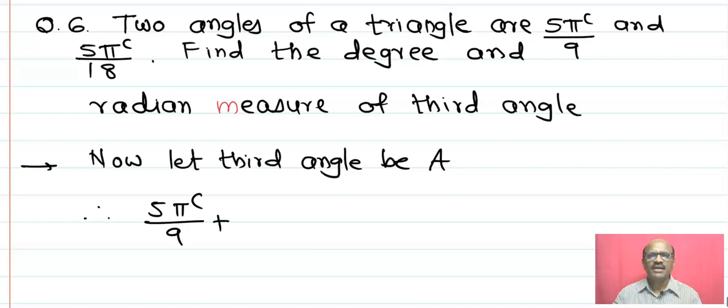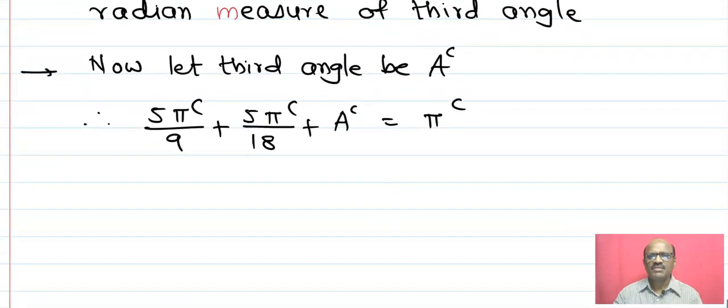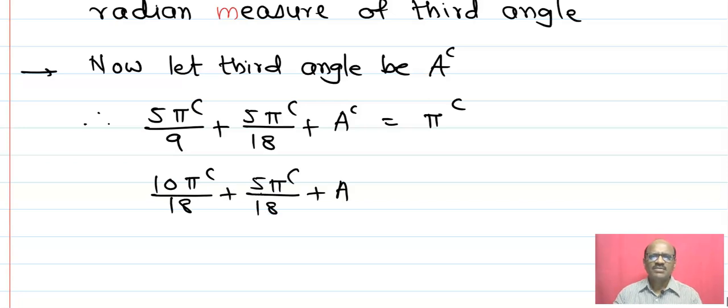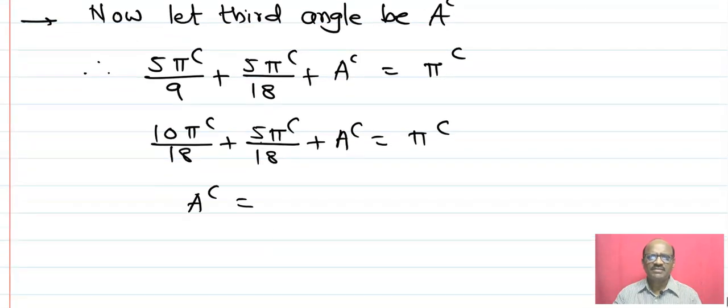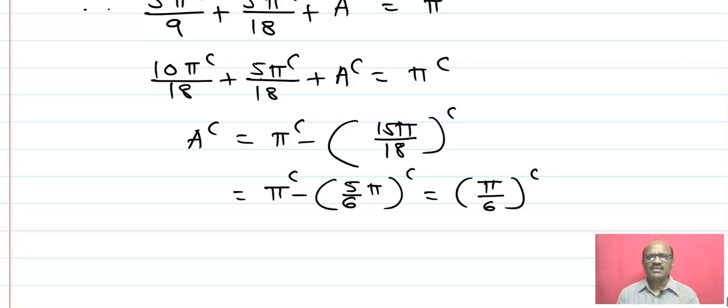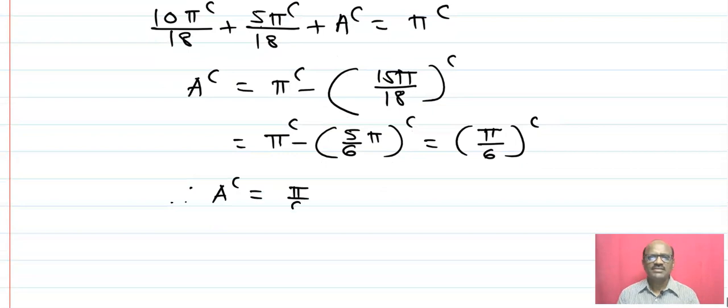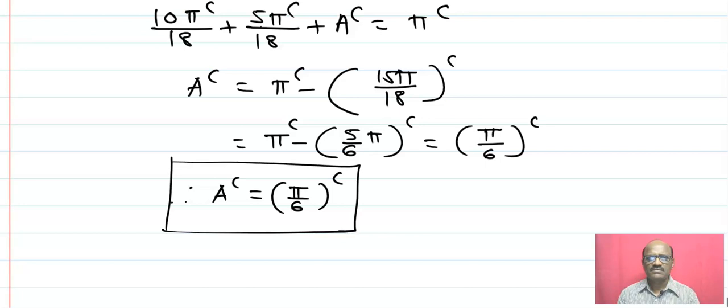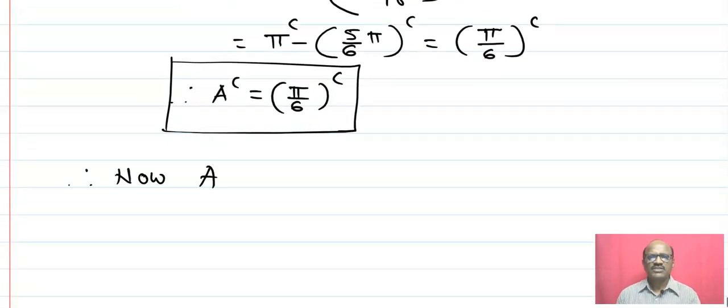Find the degree and the radian measure of the third angle. Now see this, that is 5 pi by 9 radian plus 5 pi by 18 radian plus a radian is equals to pi radian. Why? The sum of the angles is 180, it is written, that is pi radian in this manner. That is a radian is equals to pi radian minus 15 pi upon 18 radian, and convert this. Normal simplification is there. That is pi by 6 radian. Very easy questions are here.